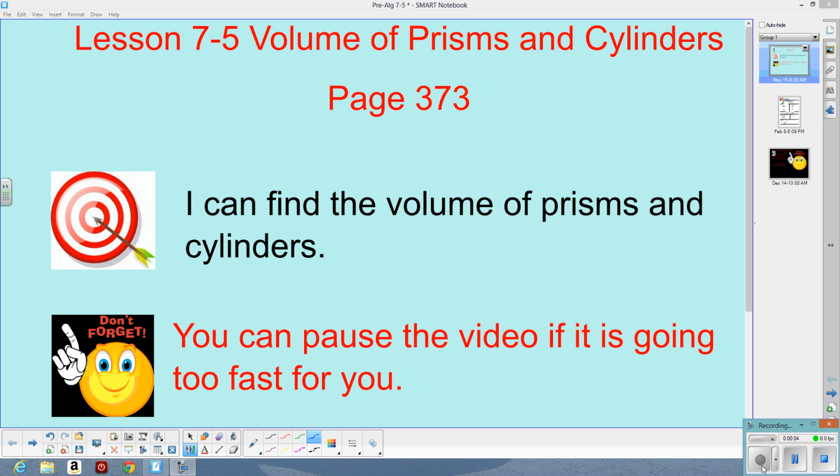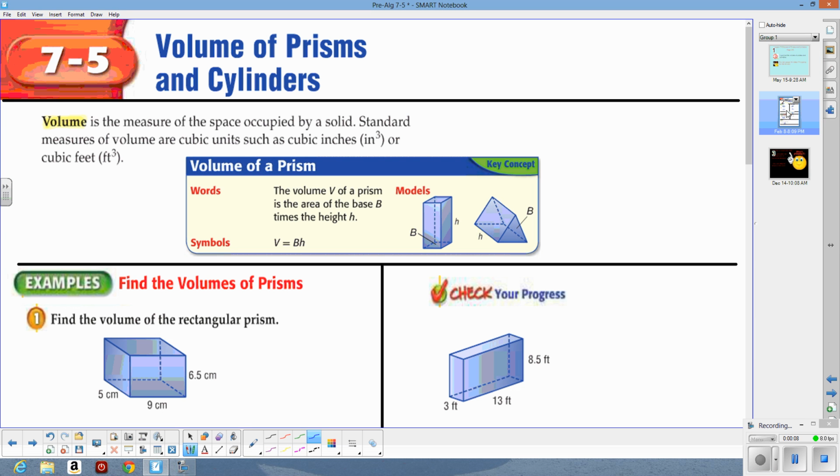In Lesson 7.5, you'll be finding the volume of prisms and cylinders. Volume is the measure of the space occupied by a solid. Its label is in units cubed, because it's how many cubes fit inside the shape. The volume of a prism is found by using this formula. Volume equals big BH, where big B stands for the area of the base, and H stands for the height of the prism. The height is always the distance between the two bases.